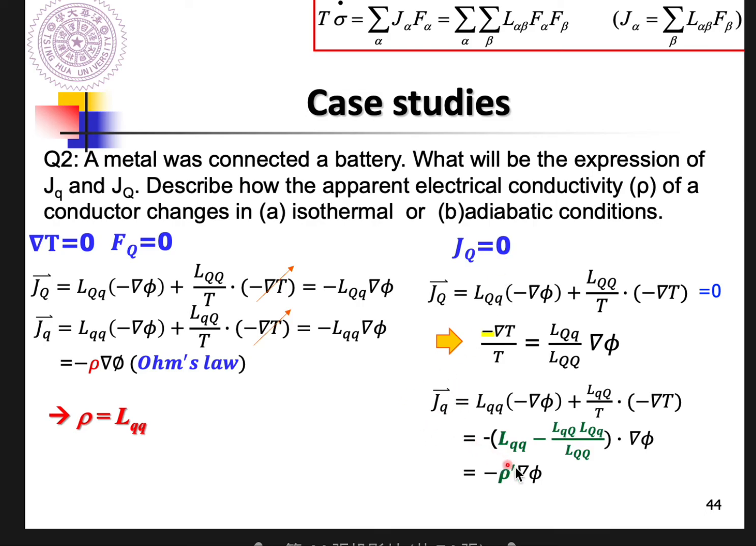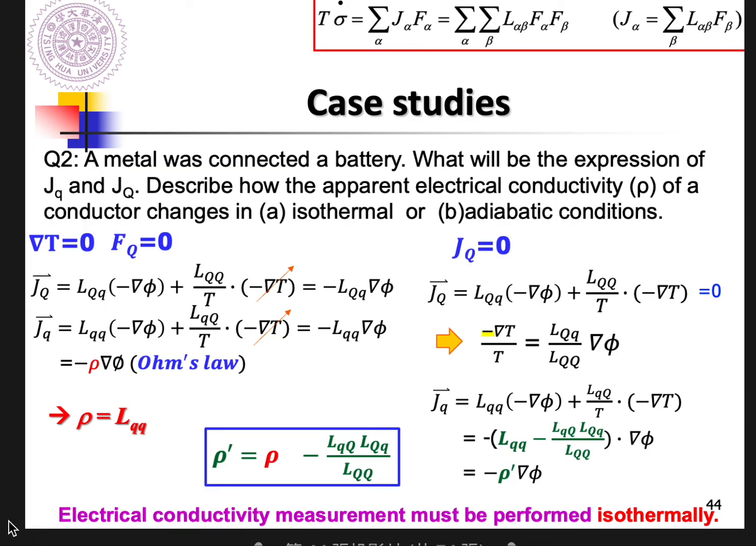So sigma prime is what you measure in an adiabatic condition. You measure the current density directly divided by the electrical field, then you get sigma prime. This sigma prime is smaller than sigma, which is the intrinsic electrical conductivity of your materials. So if you measure the electrical conductivity in an adiabatic condition, you are going to underestimate the electrical conductivity of your materials. This is definitely smaller than sigma. If you want to measure the electrical conductivity, you need to perform these measurements in isothermal conditions. So the boundary condition matters because that will affect the intrinsic material property you measure.